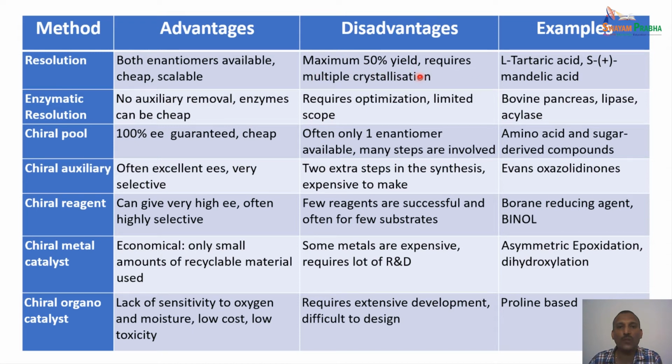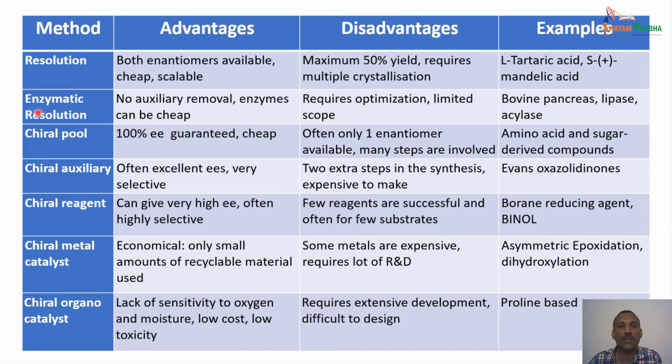For example, if we have to do crystallization, we have to do it multiple times, and after 3 or 4 cycles the efficiency goes down drastically. Some of the examples used are L-tartaric acid and S-(+)-mandelic acid, which are some of the reagents that can be employed in this resolution method.